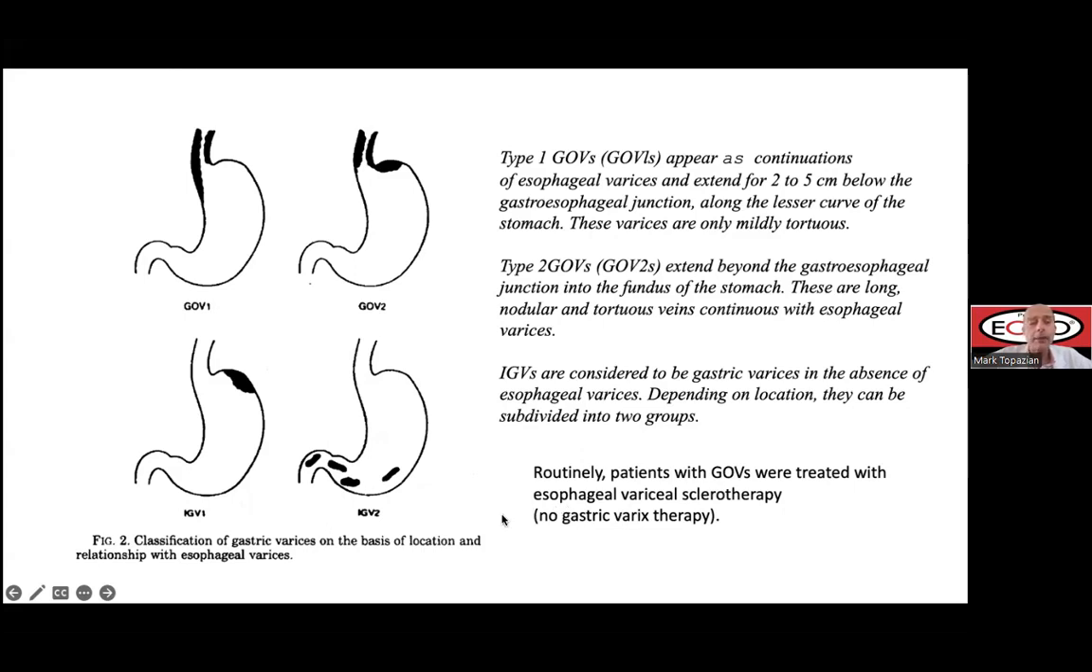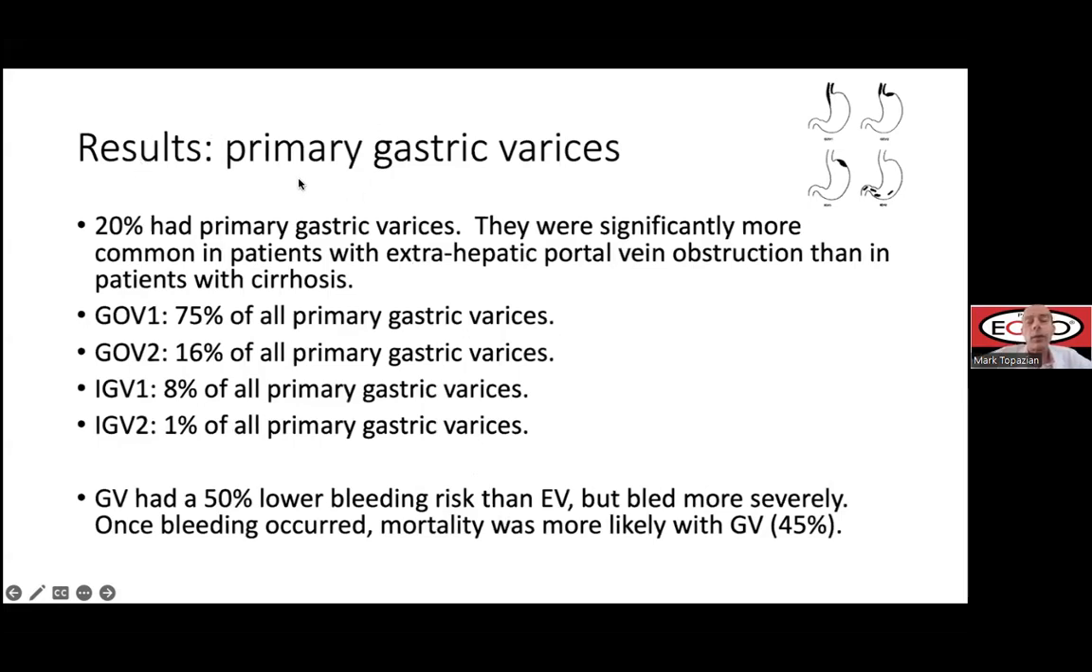Okay, so what happened to his patients? Well, first of all, what did they see at baseline in these 562 patients? Well, 20% had primary gastric varices, and they were significantly more common in patients with extrahepatic portal vein obstruction than in patients with cirrhosis. A cirrhotic patient can have them, but they're more likely in someone with extrahepatic portal hypertension. The great majority were GOV1, 75% of all primary gastric varices. And these are the ones that come down from the esophagus onto the lesser curve, like the case I presented today. GOV2 was 16%, IGV1 8%.